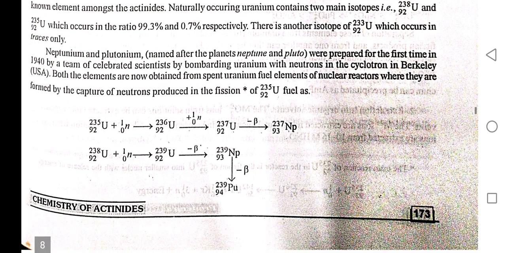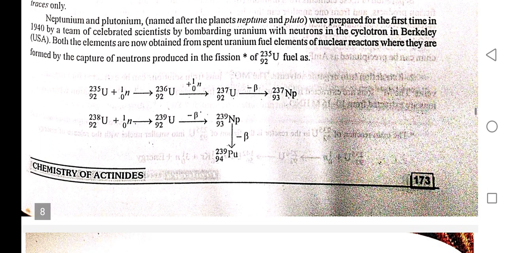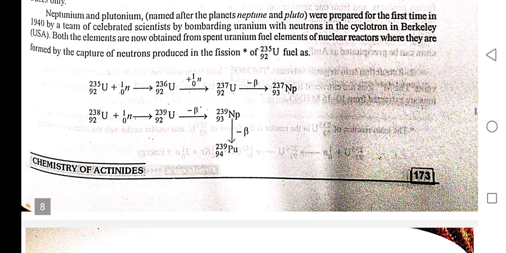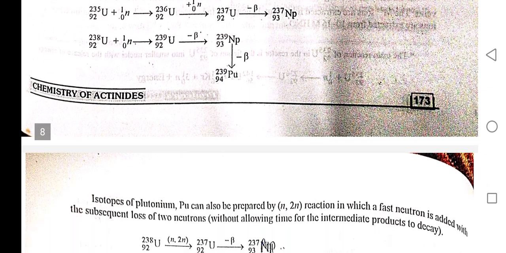Neptunium and plutonium, named after the planets Neptune and Pluto, were prepared for the first time by a team of celebrated scientists by bombarding uranium with neutrons in the cyclotron in Berkeley, USA. Both the elements are now obtained from spent uranium fuel elements of nuclear reactors, where they are formed by the capture of a neutron and products in the fission of U-235 fuel.